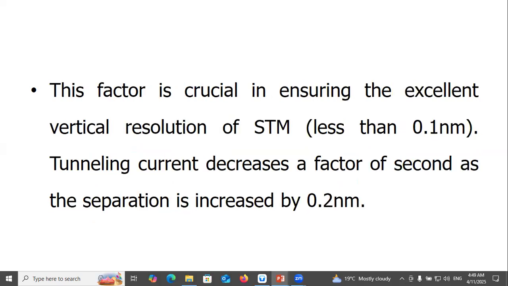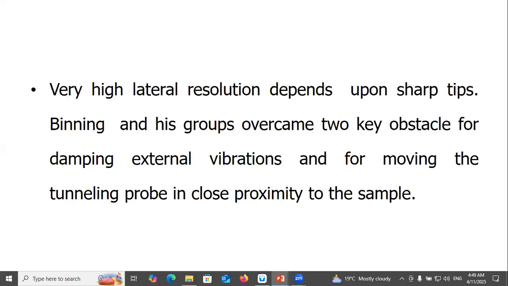This factor is crucial in ensuring the excellent vertical resolution of STM, less than 0.1 nanometer. Tunneling current decreases by a factor of two as separation is increased by 0.2 nanometer. Very high lateral resolution depends upon the sharp tips.